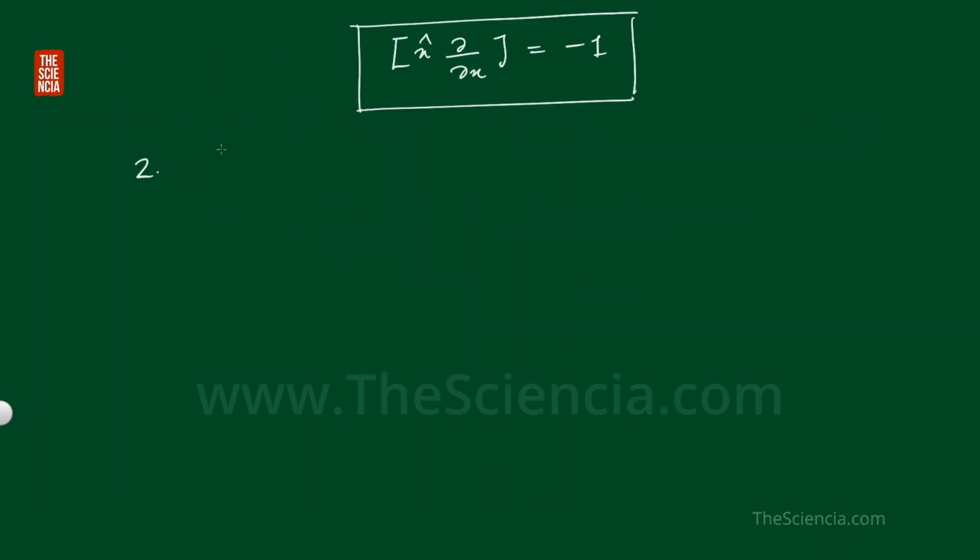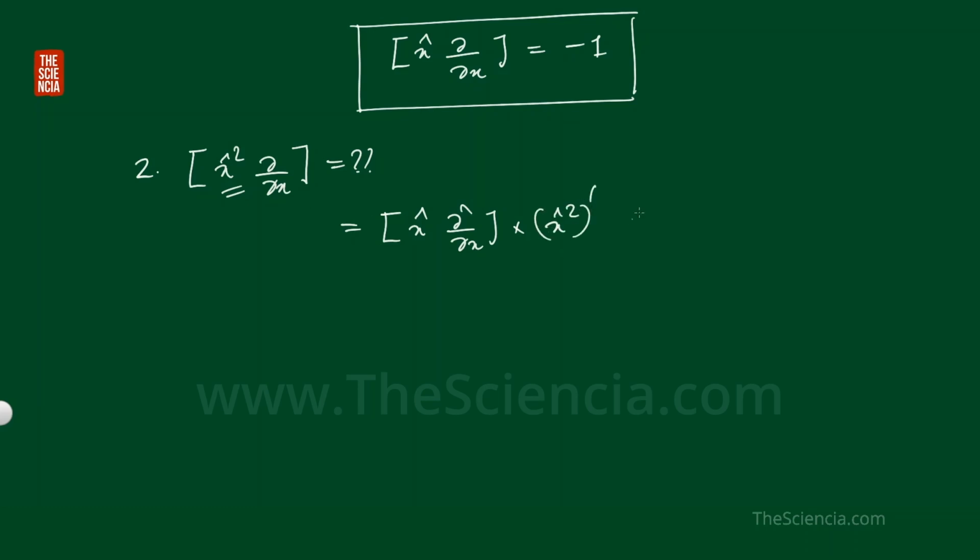Second question: the commutator bracket of x̂² with ∂/∂x. What is its value? Here we can use the earlier trick. What is that trick? This is equal to x̂ times the commutator of x̂ with ∂/∂x̂, into the derivative of this function, that is the derivative of x̂². So we know the value of the commutator of x̂ and ∂/∂x is minus 1, into the derivative of x², which is 2x̂. That is equal to minus 2x̂.